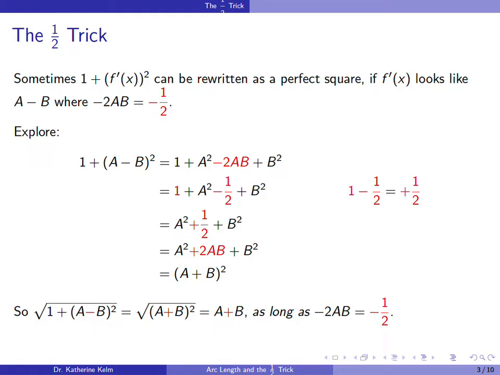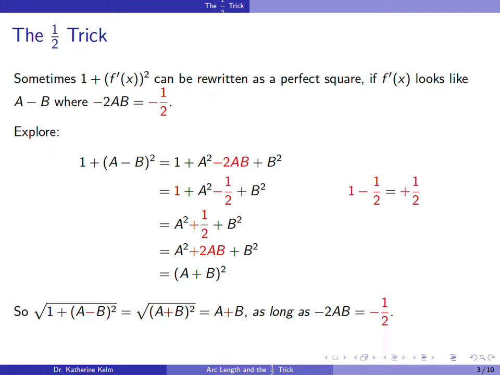This brings us to what I like to call the 1/2 trick. Sometimes it happens that 1 plus f prime of x all squared can be rewritten as a perfect square, which is good because in the formula for arc length, it goes under a square root. If f prime of x has the form a minus b, where negative 2ab is equal to negative 1/2.